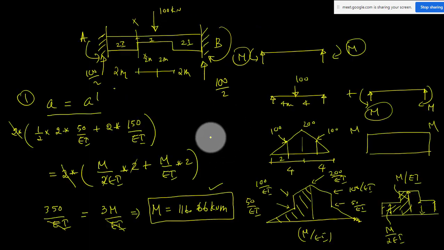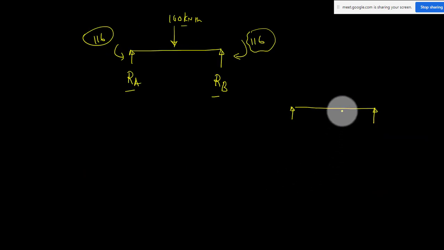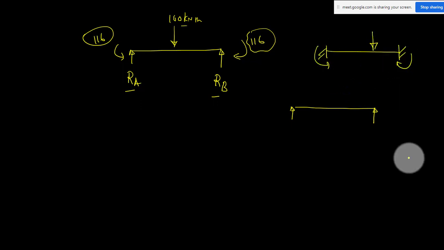First step is, using moment area theorem 1 and 2, you find out MA and MB. Suppose this was your question. We had some unsymmetric loading, so definitely this value and this value will be different. Let us take this value as 100 kilonewton. I can use the equation 3. This is the problem, 2 meter and 3 meter.